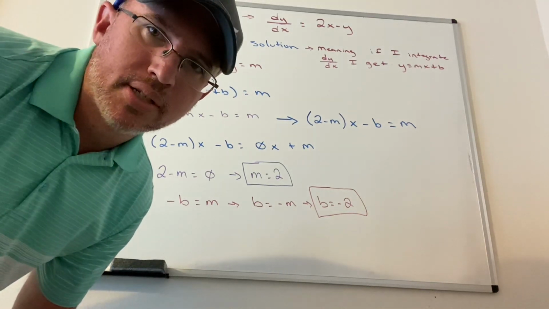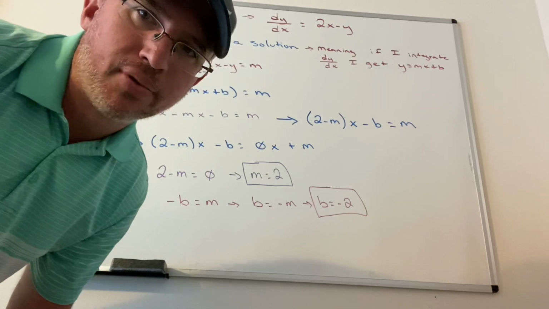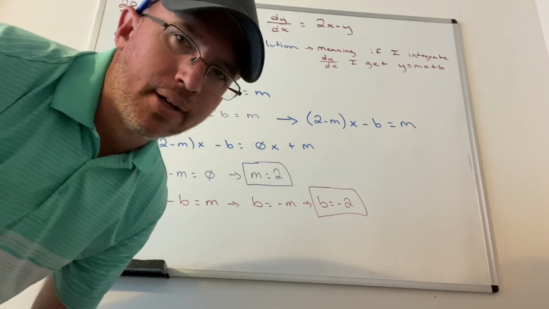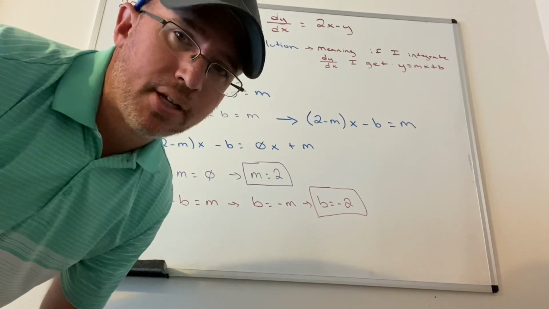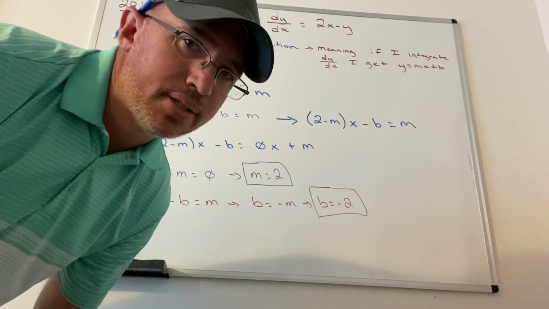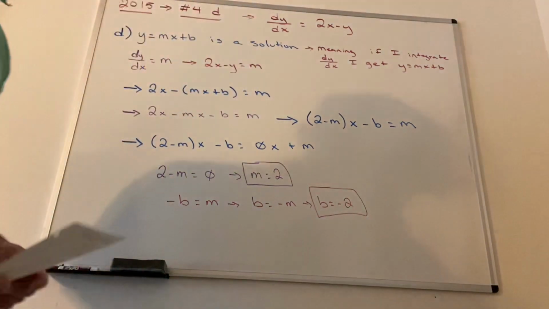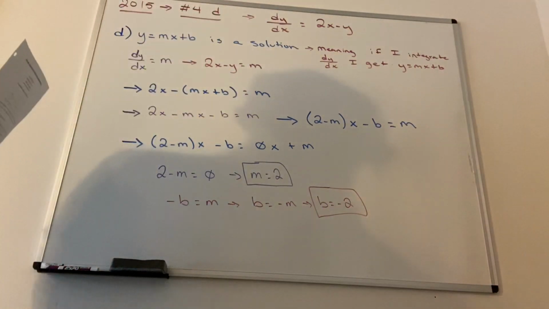All right, guys, this is the 2015 AB and BC exam, number 4, part D. This question is ridiculous, and I would not expect you to get it right the first time through, but hopefully what I'm doing up here makes sense to you. All right, so you have this dy dx, it's given at the very beginning of the question.